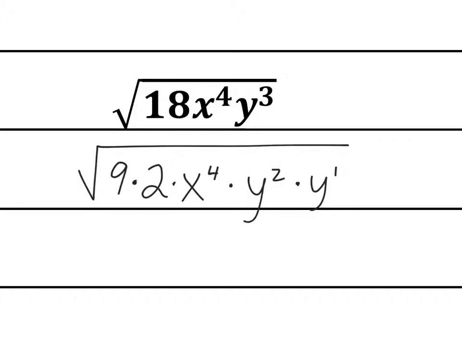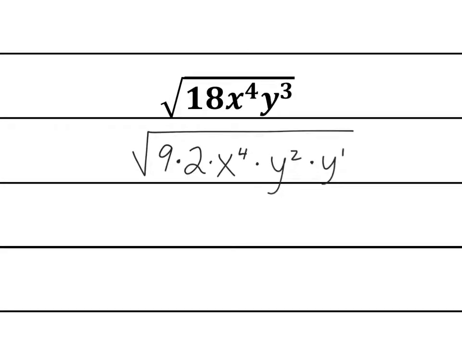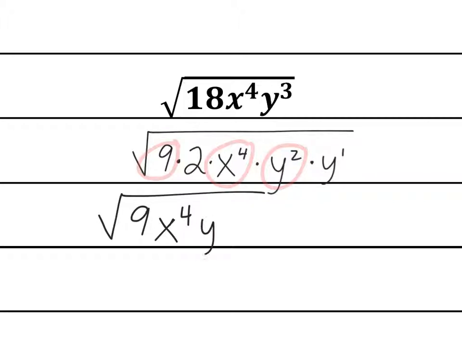I know it's a lot. Here's what we're going to do. We're going to put the perfect squares in one and everything else in the other. So your perfect squares are the 9, x to the fourth, and y to the second. We're going to put those in one square root and everything else in the other. So y to the second will go in this one. And then everything else that's not a perfect square will go over here: 2y to the first.